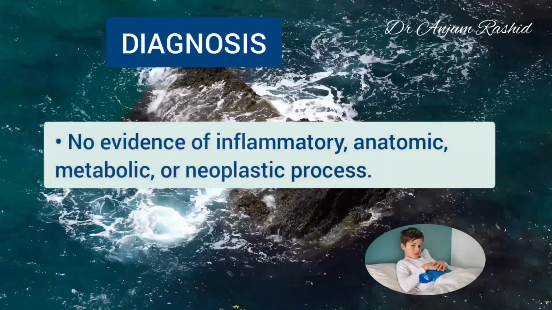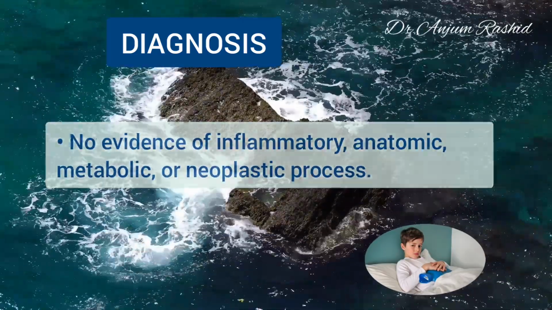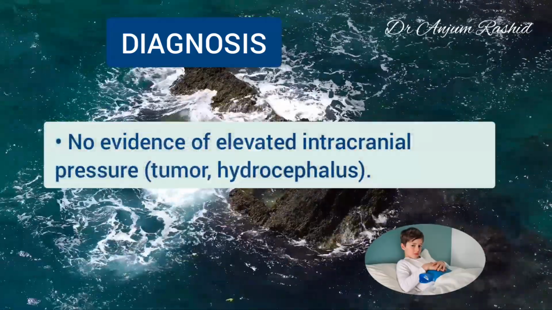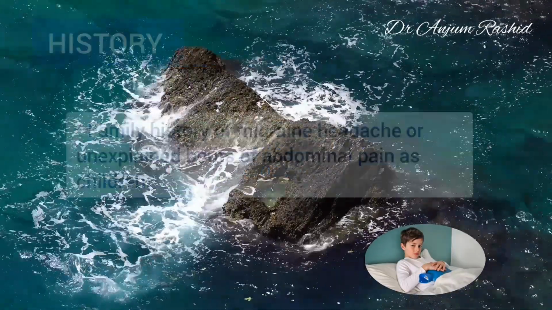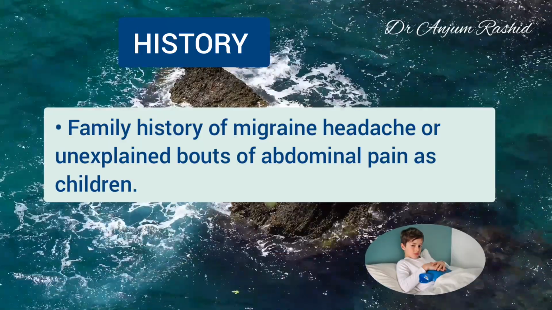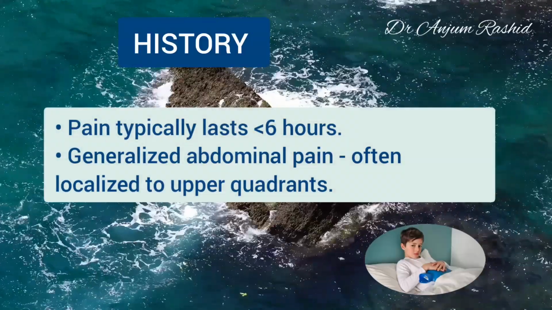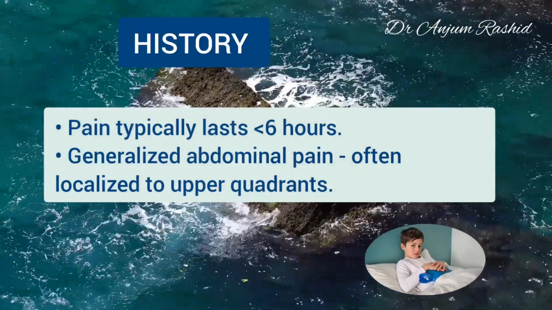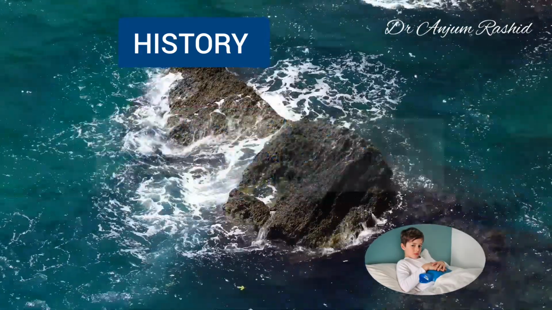Then no evidence of inflammatory, anatomic, metabolic or neoplastic process, and no evidence of elevated intracranial pressure, that is tumor or hydrocephalus. Now in the history, ask about family history of migraine headache or unexplained bouts of abdominal pain as children. The pain of abdominal migraine typically lasts less than 6 hours, and generalized abdominal pain because of some other reason can be localized to the upper quadrant.